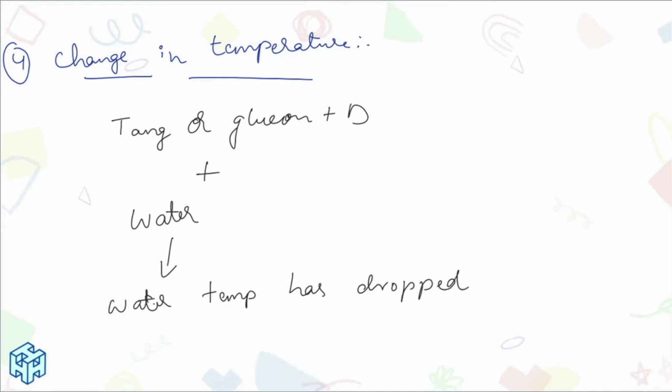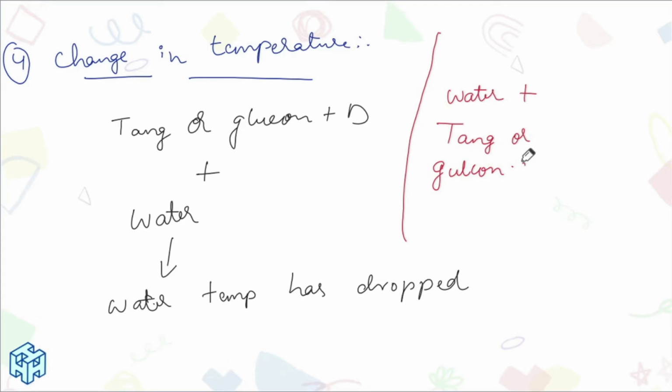This is your assignment, a simple assignment, because everyone has this at home. You will observe the results. A simple activity. Take a glass of water plus add Tang or Glucon-D. You will observe the decrease in temperature.